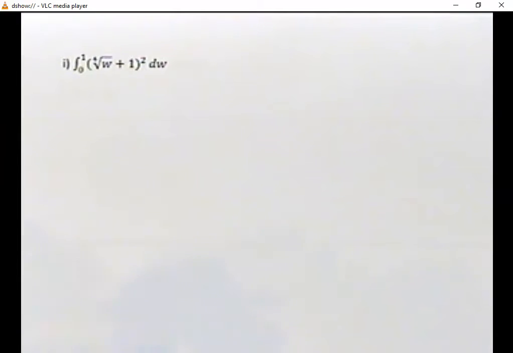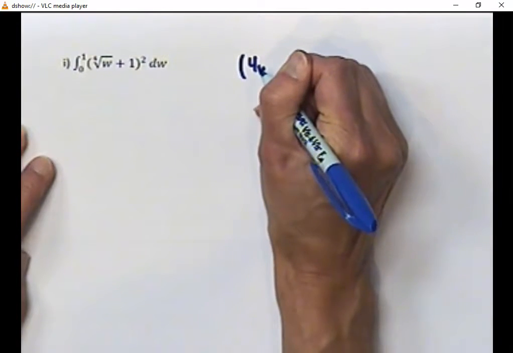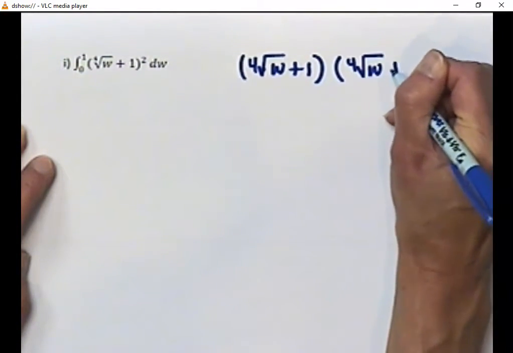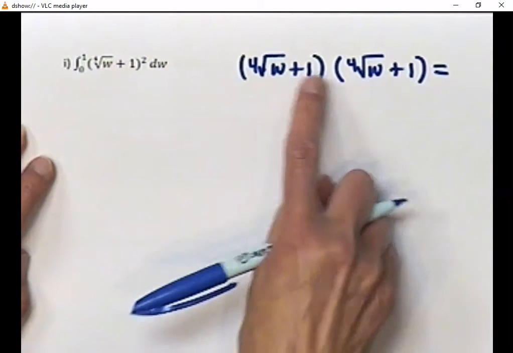Square it? Is that what you said? I like it. It's not hard to square something, right? How do you square something? Foil it out, yeah, like distribute out times itself, right? So if we took the 4th root of w plus 1 and times it by itself, that's not too hard to do. So this means to multiply times itself.